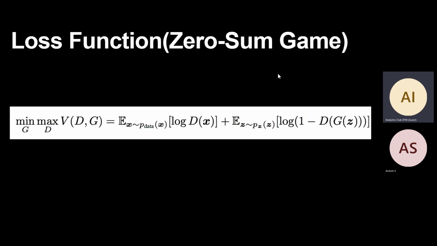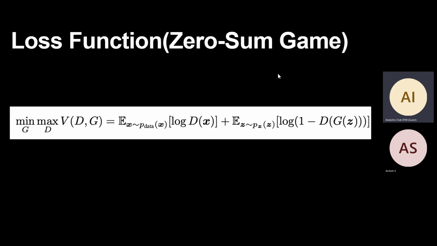In this equation, as it was explained yesterday, the first term represents how well the discriminator has classified the real images as real images. The second term tells you how well the discriminator has classified the fake images as fake. For the discriminator, since its role is to classify images, you want this to be maximized. You want it to classify real images as real and fake images as fake.